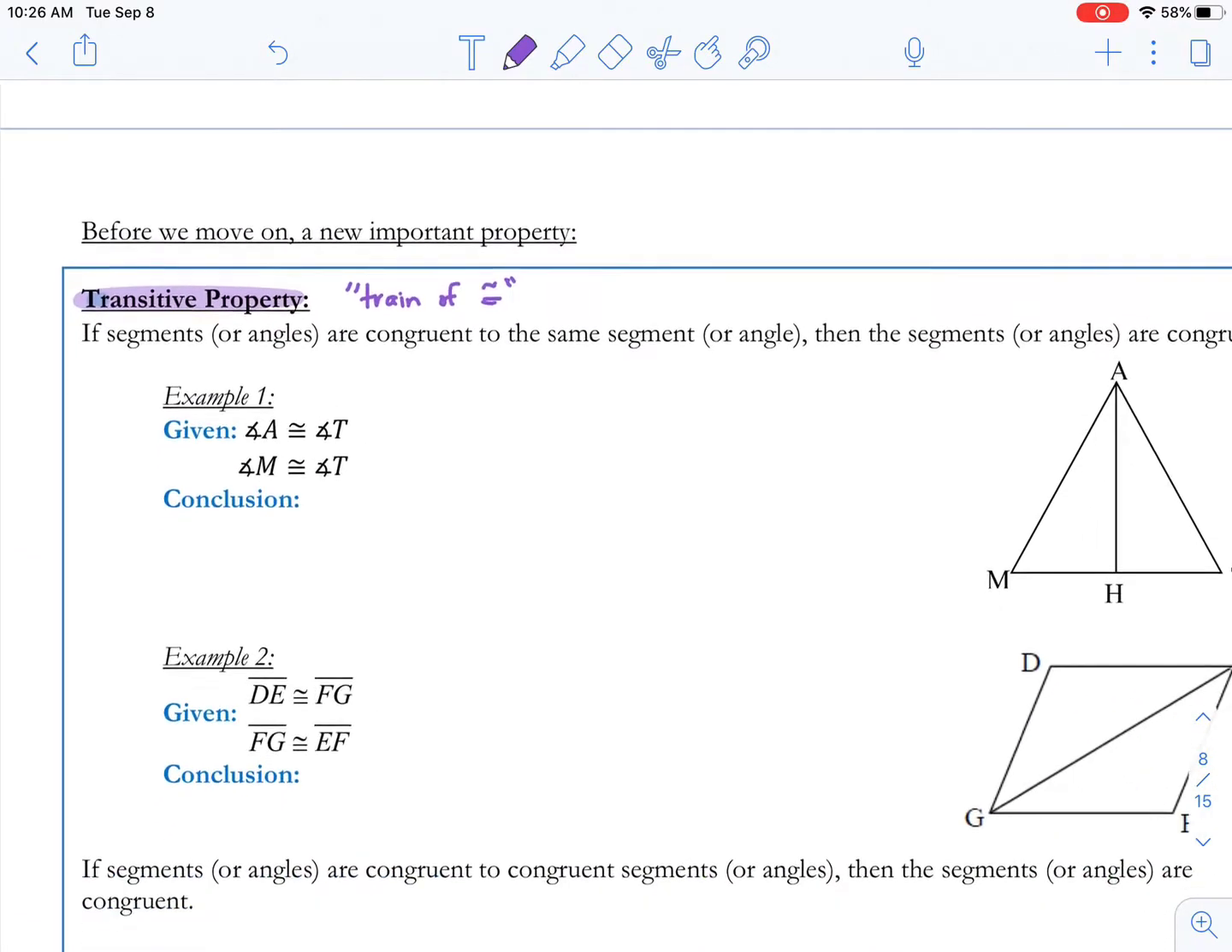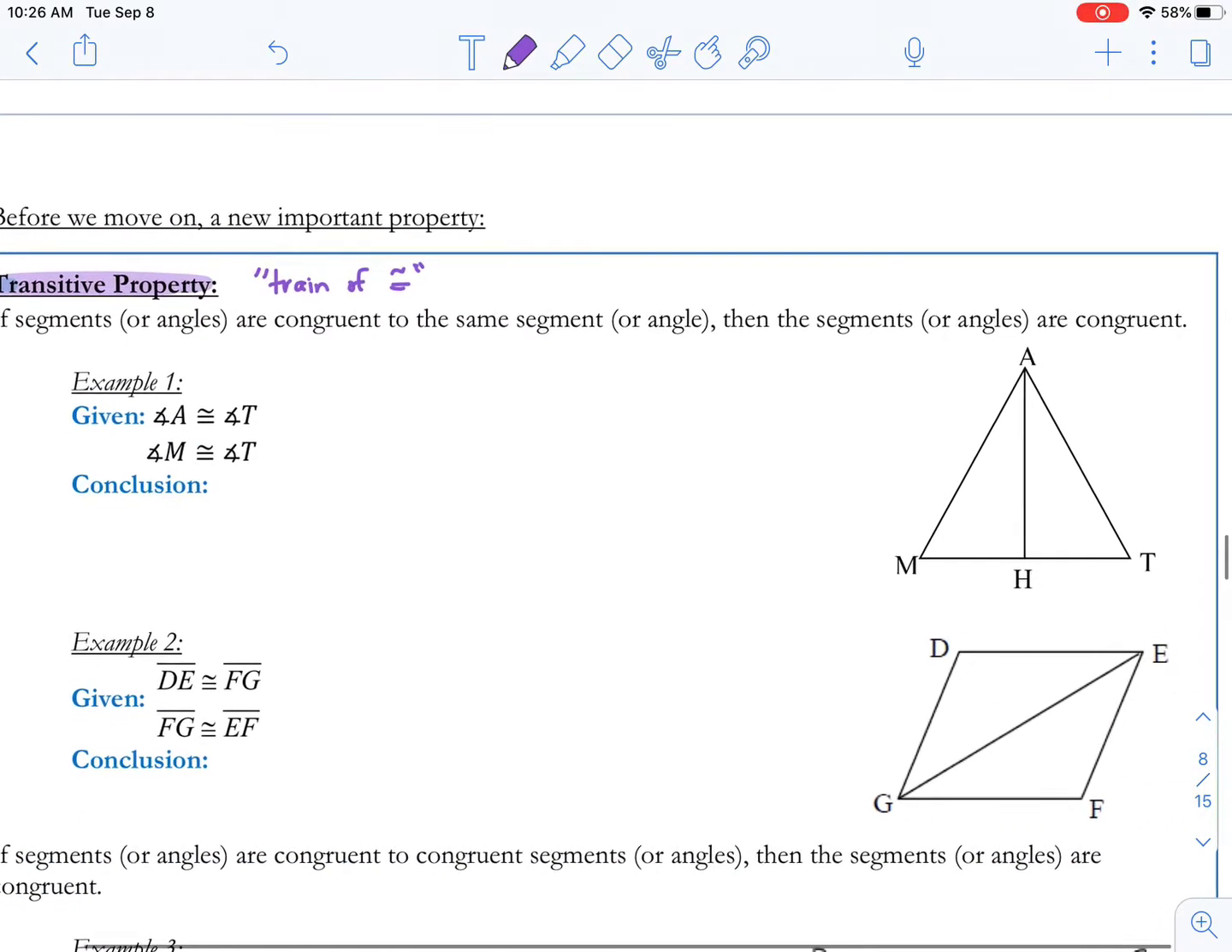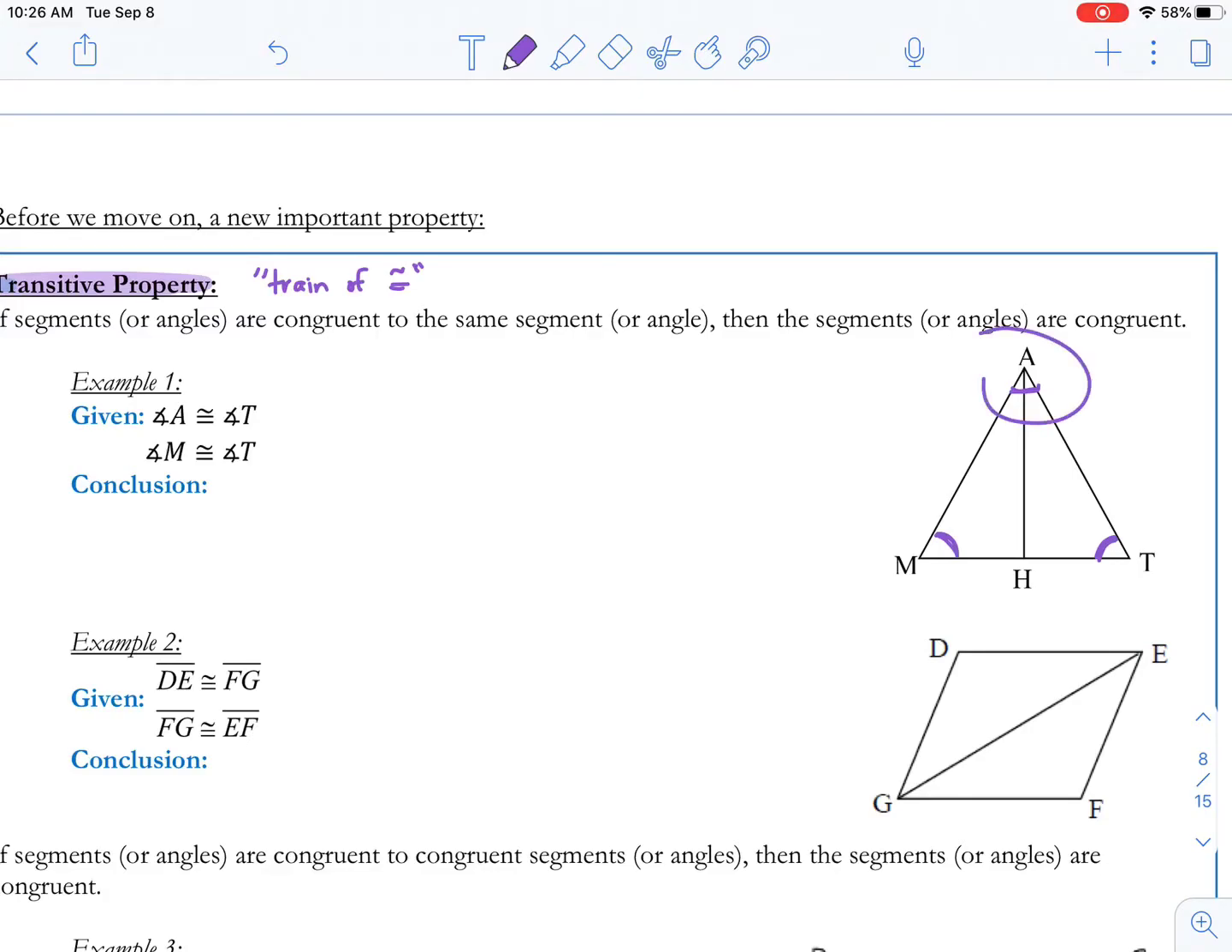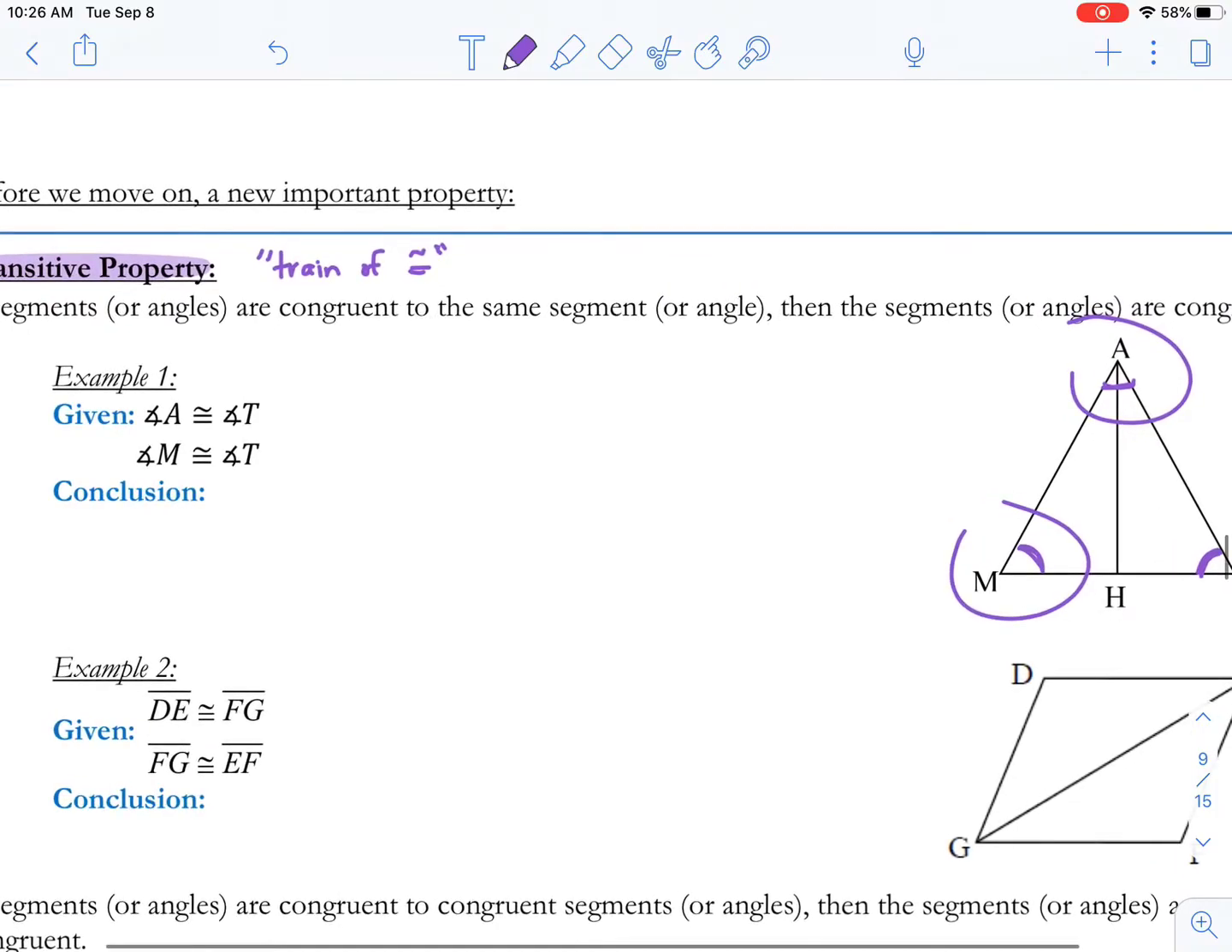And when you have this train of congruencies that all line up, then the first is congruent to the last. For example, if angle A, this angle here, is congruent to angle T, and angle M is congruent to angle T. Look at how they all have the same markings here. If they all have the same markings, then we can say the first, angle A, is congruent to the last, angle M, using the transitive property. We can say angle A is congruent to angle M.